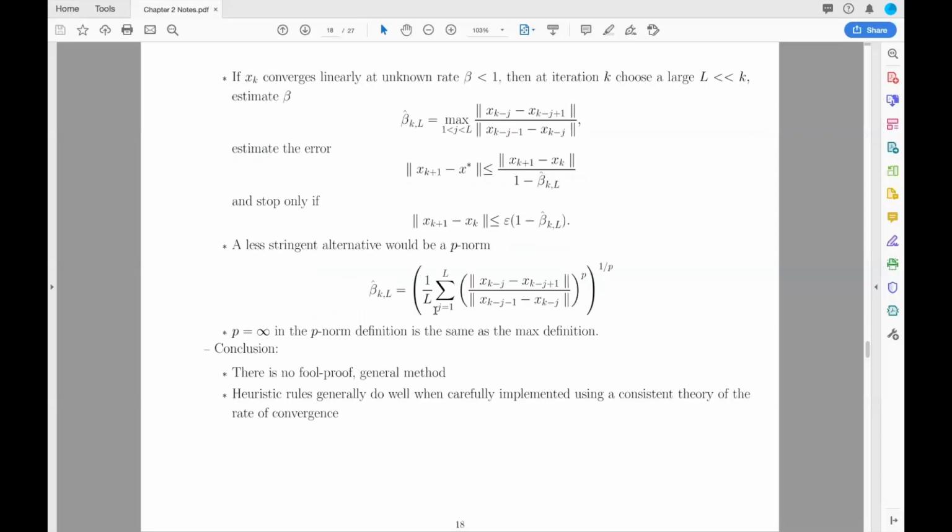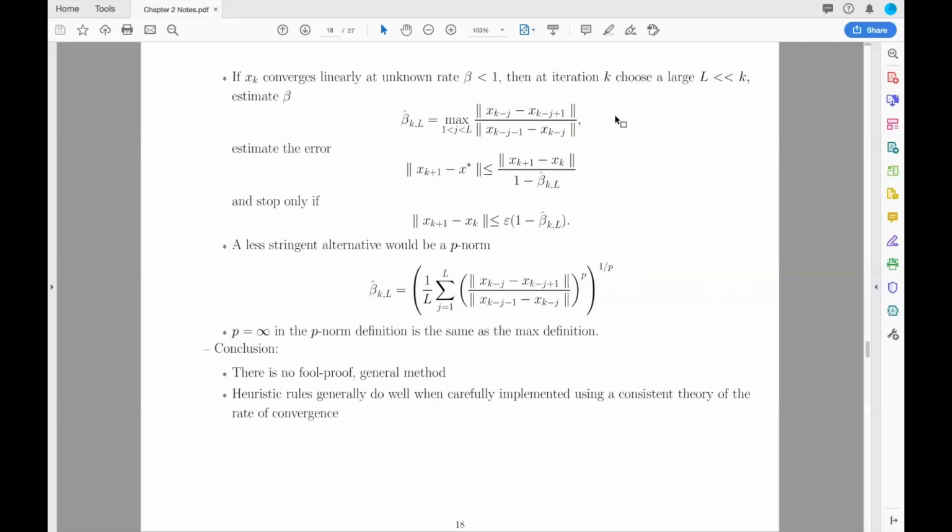Now, the problem is that we often don't know beta. We may be confident that convergence is linear, or at least we have some hope that it's linear, but we don't know the linear rate of convergence. So what we need to do is, as we proceed, estimate the rate of convergence. We're confident that asymptotically there is some linear rate of convergence beta. We don't know what it is, so we're going to estimate it.